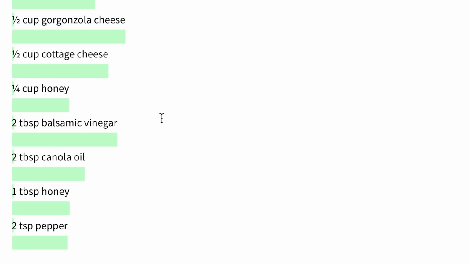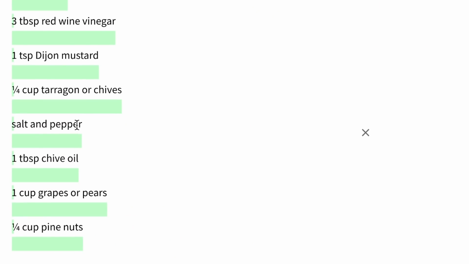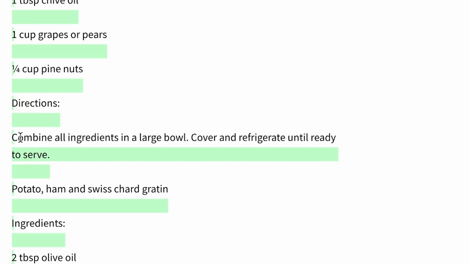2 tablespoons goat cheese. Starts with 3 cheeses. A 1/4 cup of honey, 2 tablespoons balsamic vinegar, 2 tablespoons canola oil, another tablespoon of honey. This really just keeps going. Salt and pepper, chive or pears. I don't think chive oil exists. Combine all ingredients in a large bowl. Cover and refrigerate until ready to serve. And that's the whole recipe.